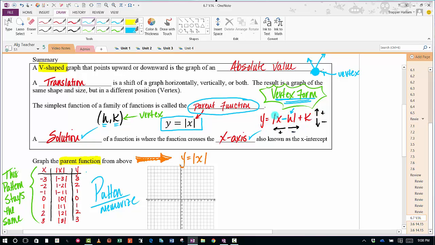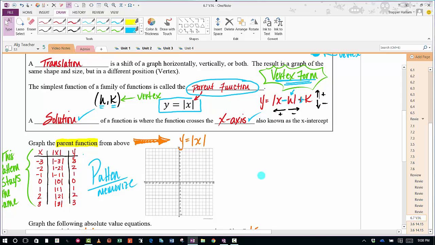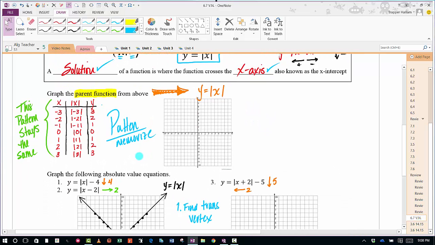So this value that's inside the absolute value sign is going to move it to the left if it's positive, to the right if it's negative. Now the outside value, or y value, it starts out as a positive, so it's going to do what it looks like it's going to do. So if it's positive, it's going to go up. If it's negative, it goes down. So if there's something added to the outside of the absolute value sign, positive moves it up, negative moves it down.